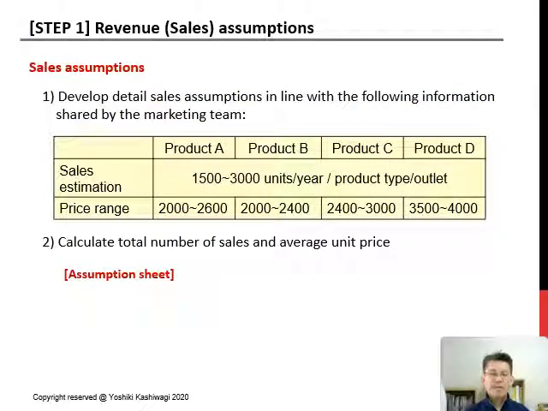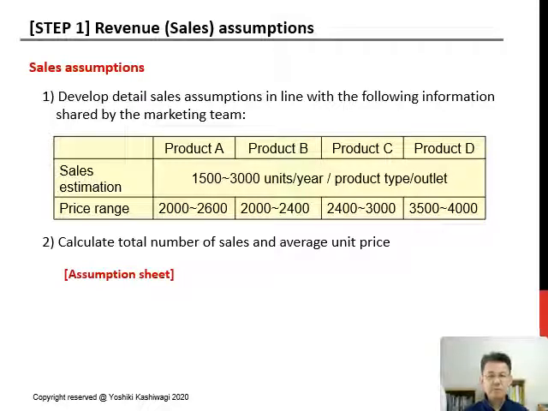Okay, we have 4 steps today. The first step is the revenue or sales assumptions. You get all those assumptions from your sales and the marketing department. The first one, I want you to develop detailed sales assumptions in line with the following information shared by the marketing team. As you can see, we have 4 types of the product, A through D.